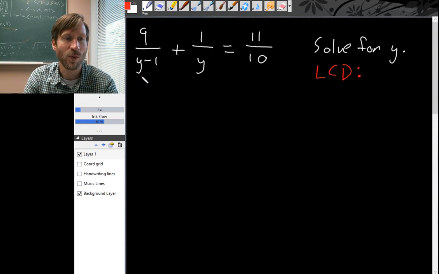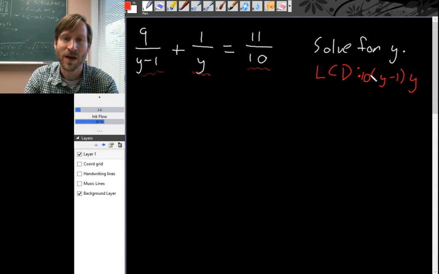We have a y minus 1 in our first fraction, so we'll need a factor of y minus 1. We have a y in our denominator in the second fraction. We don't have a factor of y yet, so we need a factor of y in our LCD. And in this last one, we have a factor of 10 in our denominator, so we'll need a factor of 10 as well.